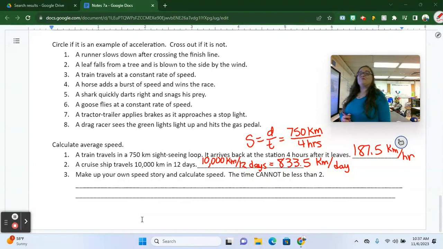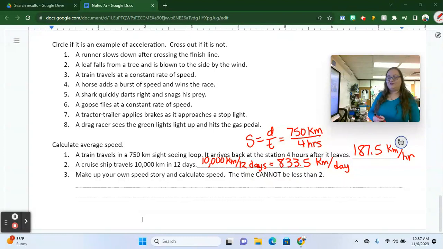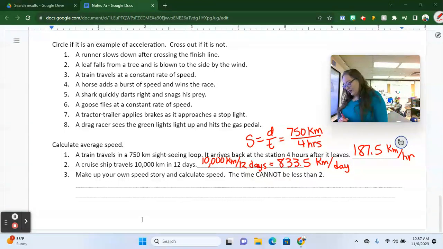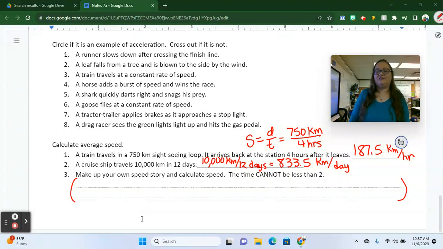And then finally, you're going to make up your own speed story and calculate speed. Please, feel free to get creative. Just keep it school appropriate. The example that the student wrote, which I have in front of me: the cheetah ran 10 kilometers in 5 minutes. Its speed was 2 kilometers per minute. So something along those lines. I want you to fill in that section, make up your own, and do the math using a calculator.